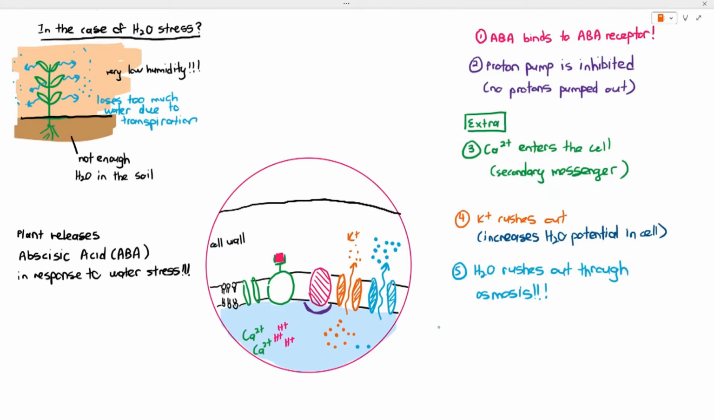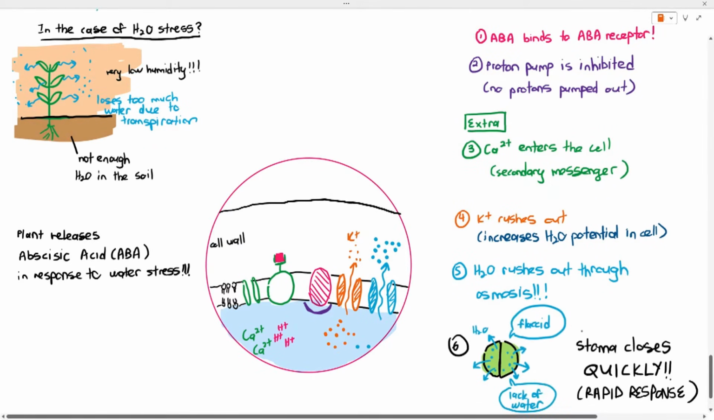The difference here is the stoma closes very, very quickly. When ABA is secreted and when it binds to the receptor, the response is much faster. So the stoma closes quickly, and therefore the plants will not lose too much water during the periods of water stress. So this is how ABA, or abscisic acid, actually affects the closing of the stomata during periods of water stress subjected on the plant. That is what we have to know for this part of the chapter.